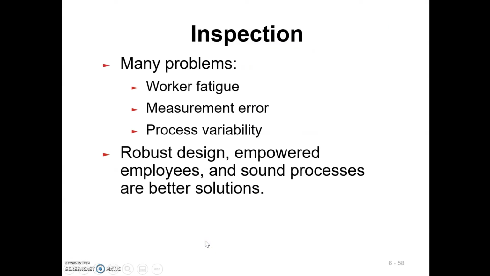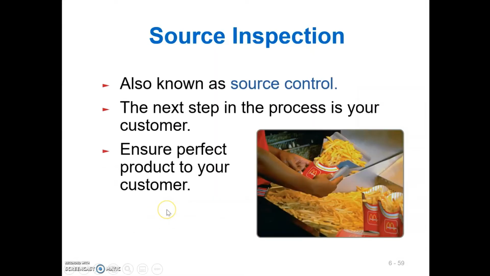So there are many problems related to inspection. Your workers get tired, and there can be measurement errors and process variability. So instead of having inspection, you can have robust design, empowered employees, and also sound processes. This is a form of inspection that we call source inspection, also known as source control. The next step after this inspection is serving your customer, so you want to ensure a perfect product to your customer.